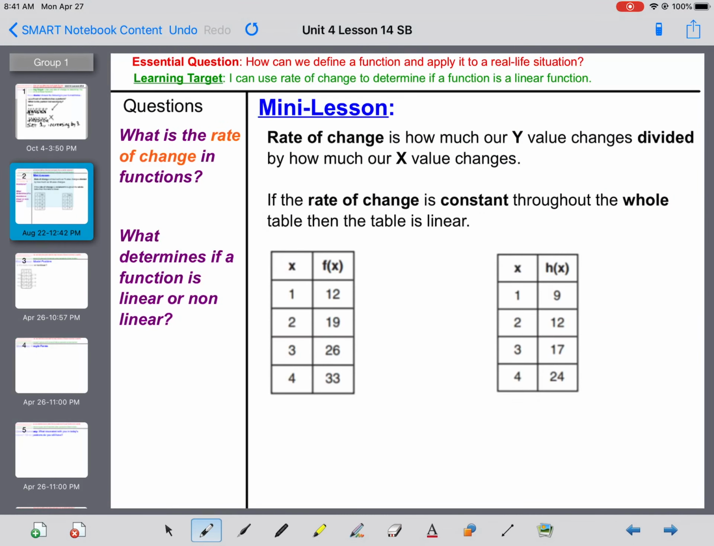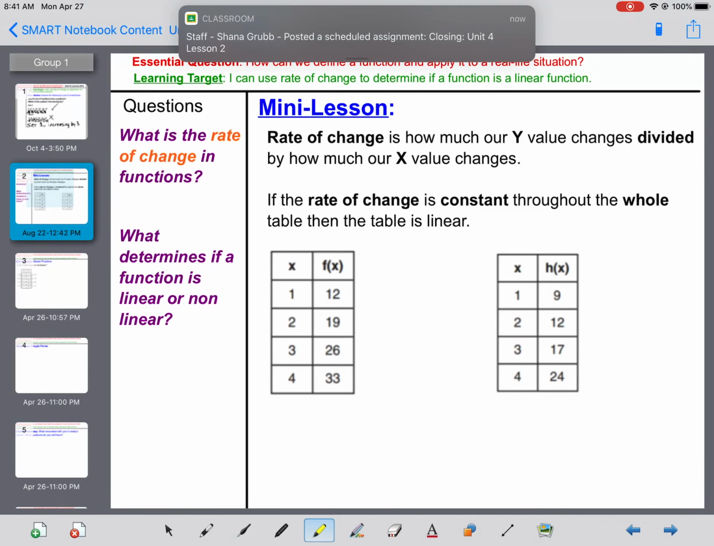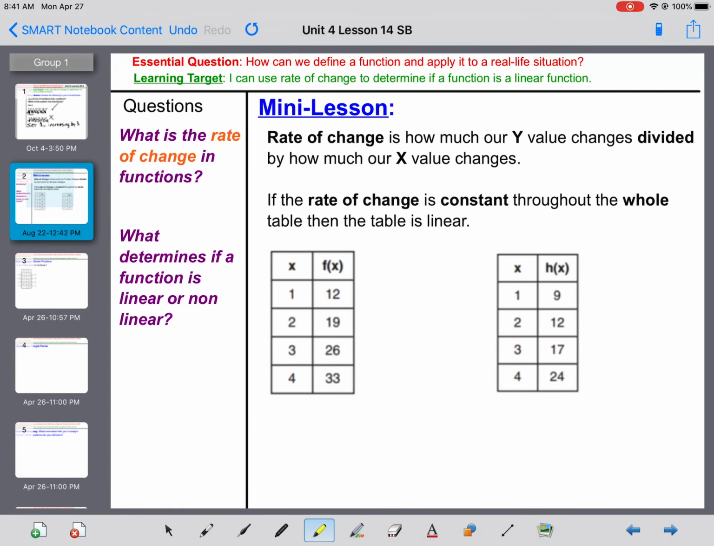Alright, going ahead to the mini lesson, the two questions that we should be asking ourselves are, what is the rate of change in functions? And what determines if a function is linear or nonlinear? Alright, so to answer the first question, rate of change is how much our y value changes divided by how much our x value changes.